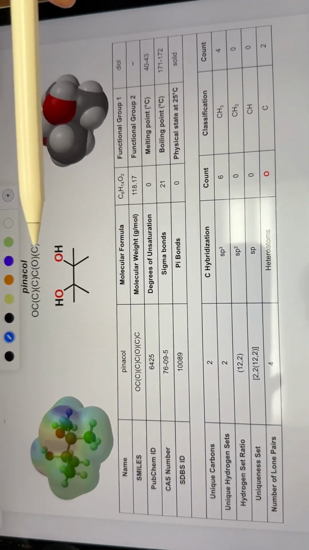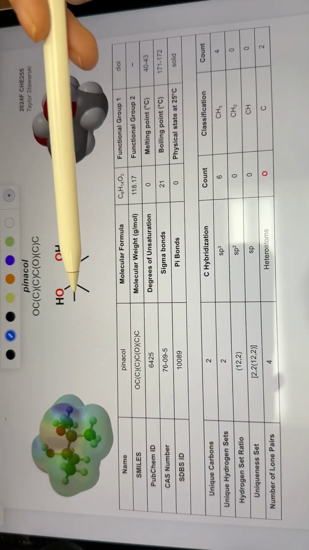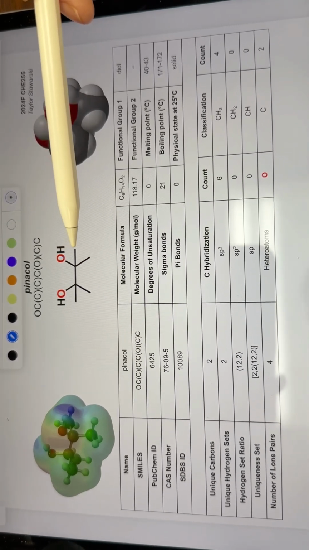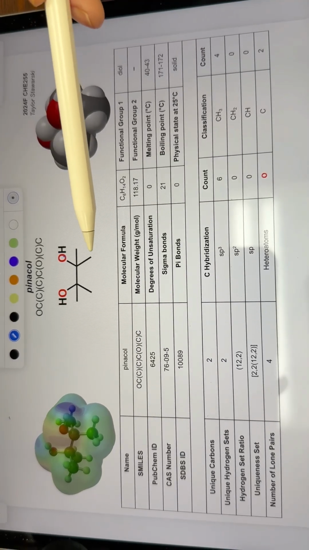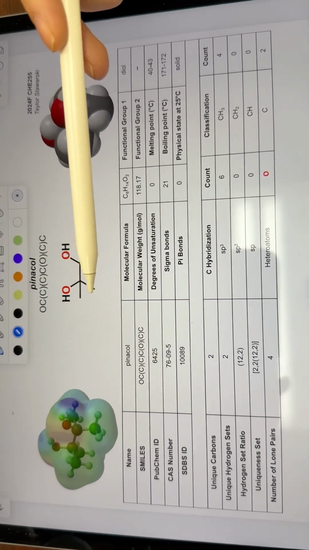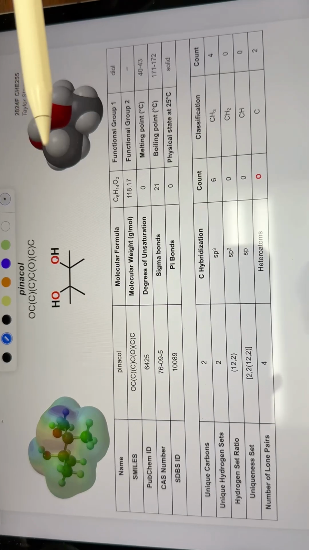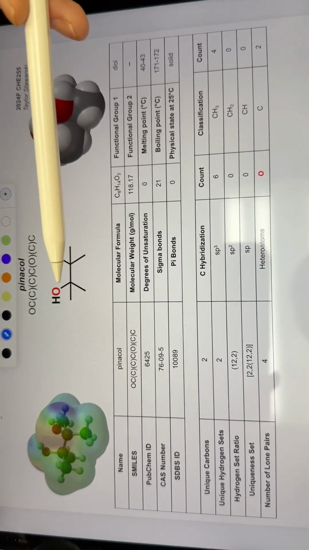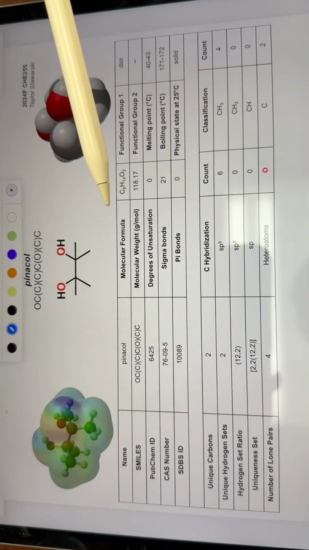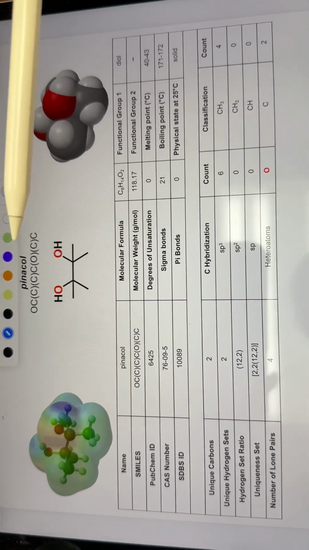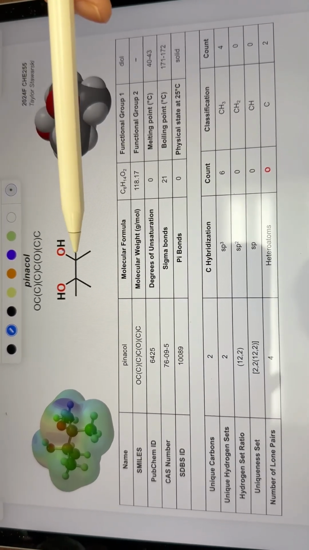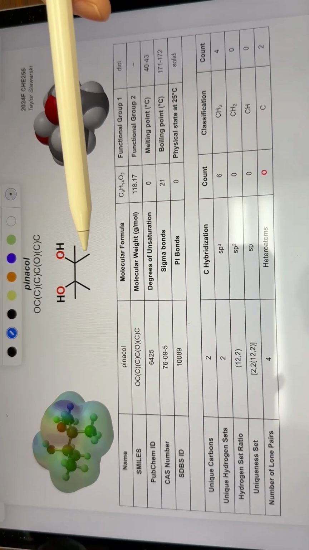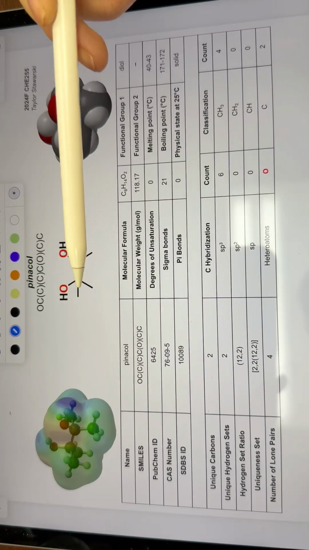And it has 21 sigma bonds, which we can see through all of these single bonds right here and all of the bonds to its respective hydrogens on these carbons on the end. It has 6 sp3 hybridized carbons, which means they're all single bonded to each other, which they are. It has 2 unique carbons, so this is one unique carbon right here and one unique carbon right here. And these are the other groups of unique carbons.